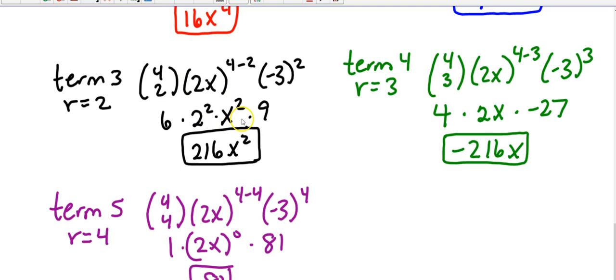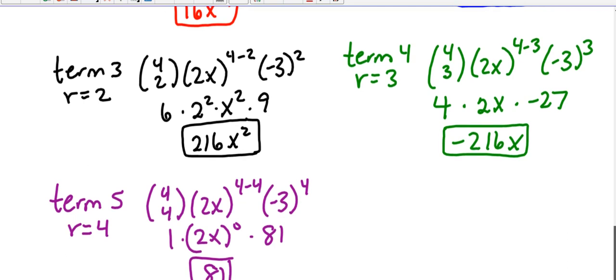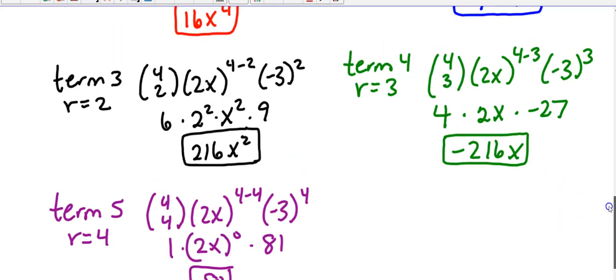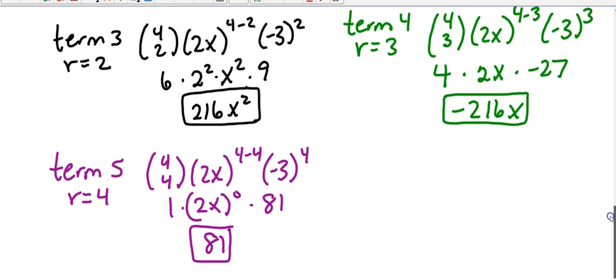Okay, so 2x squared, and then times 9, negative 3 squared. Once again, be very careful with your parentheses that when you have a negative number to an even exponent, it should turn out to be a positive number. So there's our term number 4 and term number 5. Okay, so I have to go down a little bit to show that. Sorry. So there are the last 3 terms.